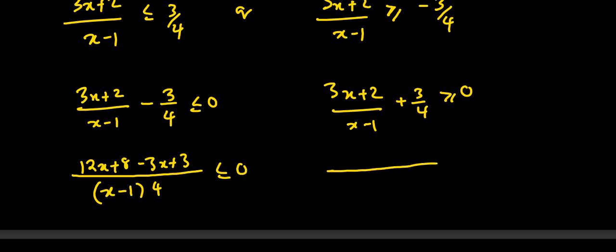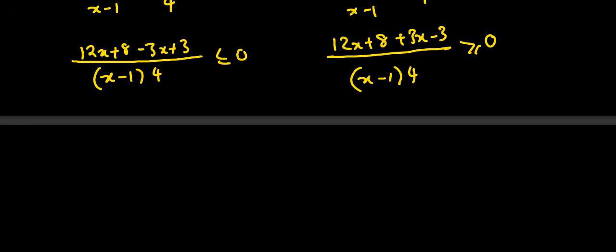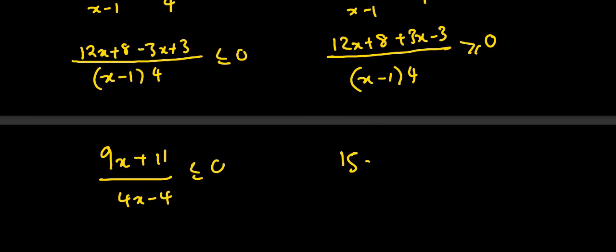So we're solving both of them at the same time. There's a 4. This will be 12x plus 8, then plus 3x minus 3, greater than or equal to 0. So on top, 12x minus 3x is 9x, and 8 plus 3 is 11. Down we have 4x minus 4 less than or equal to 0. On this side we get 12x plus 3x, that's 15x, and 8 minus 3, that's a 5. We have 4x minus 4 greater than or equal to 0.